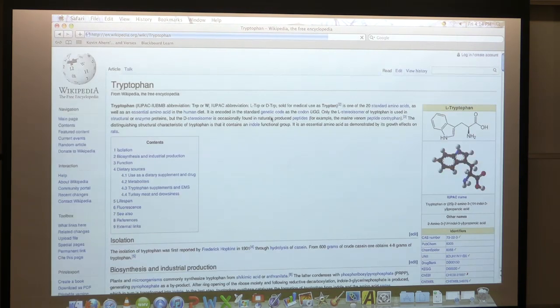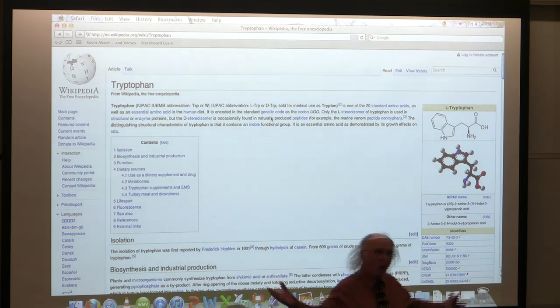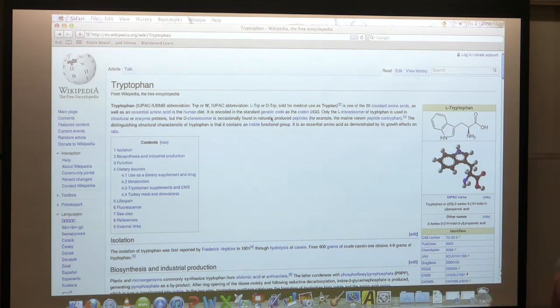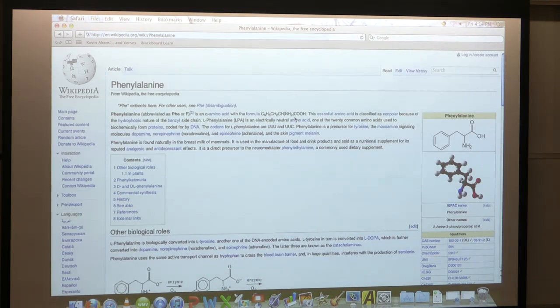Tryptophan. There's the alpha carbon. Look at the side chain there. Big honking side chain. Okay? We'll see later that big honking side chains cause proteins to have some interesting characteristics. Phenylalanine. Big honking side chain. Not quite as big as tryptophan, but still a pretty good sized thing hanging off the edge there.